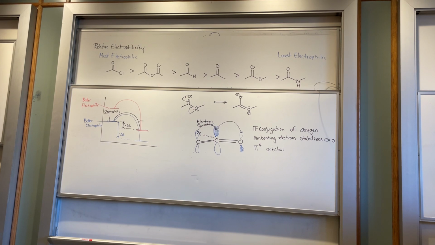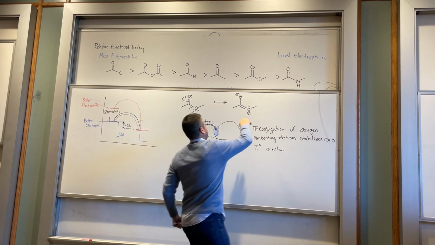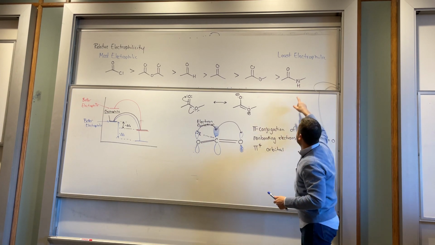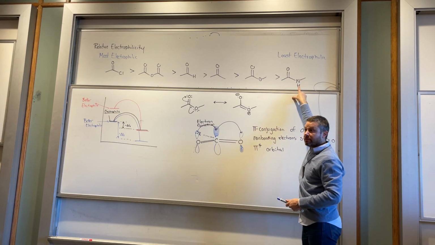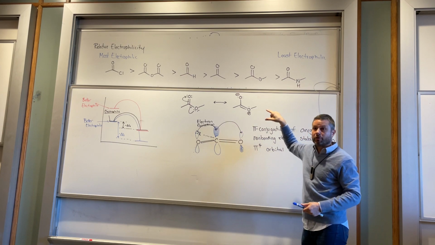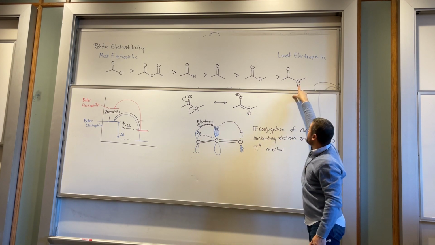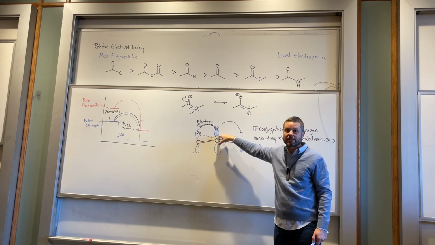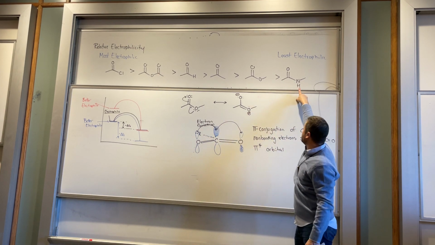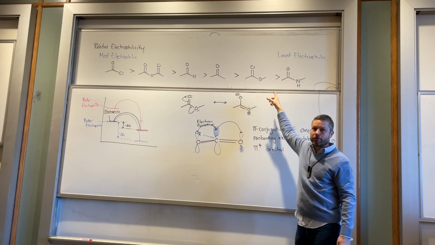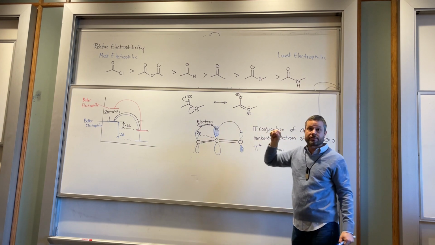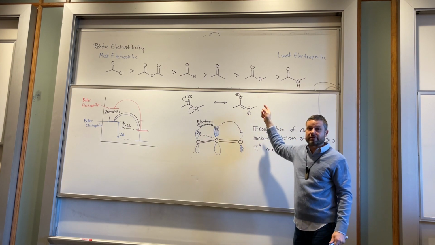More electronegative. Good. Oxygen is more electronegative, so it's holding on to those electrons a lot tighter. Nitrogen is more electropositive, so it's more willing to give up those electrons. So with resonance with nitrogen, there's going to be greater donation into the pi system relative to oxygen. And because there's greater donation, the amides are going to be less electrophilic than esters. Okay, questions about this? Yeah, Joey.